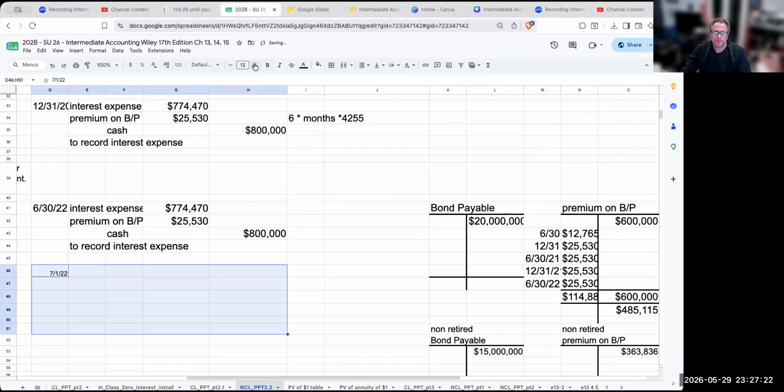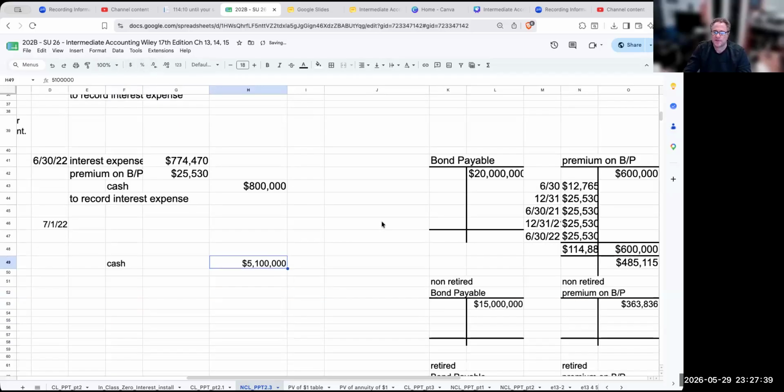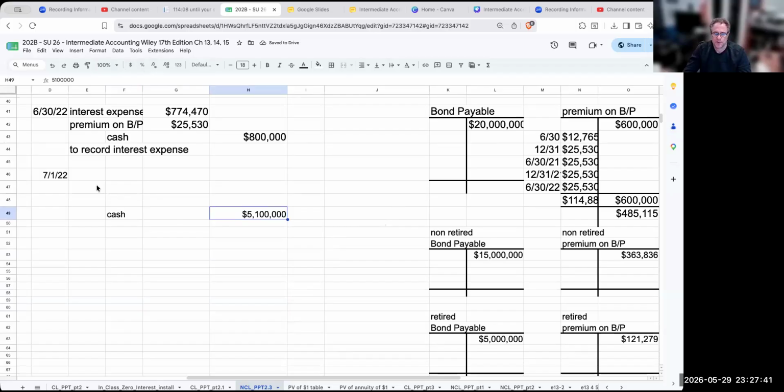Okay, everybody, we're back. Okay, so now what I'm going to do is, okay, so my cash is being credited. My cash is being credited for 5.1 million. Okay. And what I'm going to do now is I'm going to take these retired bonds off of the books. How am I going to go through and do that? I'm going to debit bonds payable for 5 million.